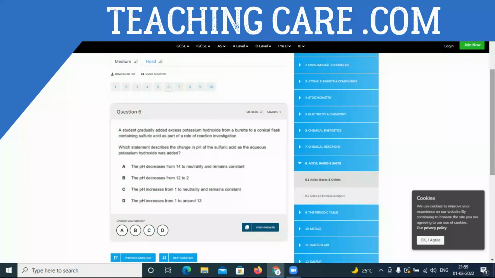C. pH increases from 1 to neutrality and remains constant. Excess is being added. Increases from 1 to around 13. This is the correct answer. Because you're increasing in excess, so not neutralized. Got it? And potassium hydroxide is a strong base.